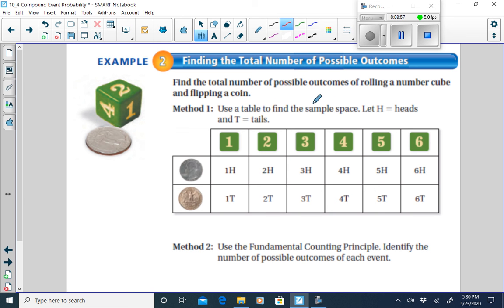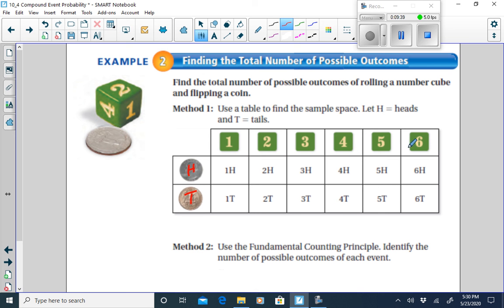Now we're just looking for the total possible outcomes. All right. So here, method 1, they use a table, and the table helps us kind of make a list here, right? When we flip a coin, we could have heads or tails. Here's heads. Here's tails. And when we roll the number cube, we could roll a 1, a 2, a 3, a 4, a 5, or a 6. So if I flip the coin and get heads, I could have heads with a 1, heads with a 2, heads with a 3, heads with a 4, heads with a 5, heads with a 6. If I flip the coin and get tails, I could have tails with a 1, tails with a 2, tails with a 3, tails with a 4, tails with a 5, tails with a 6.